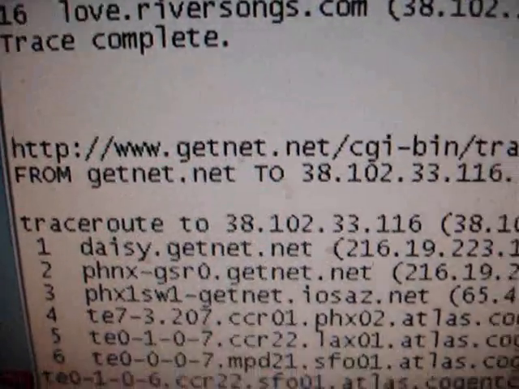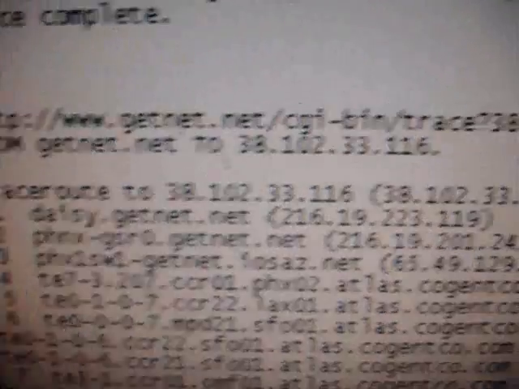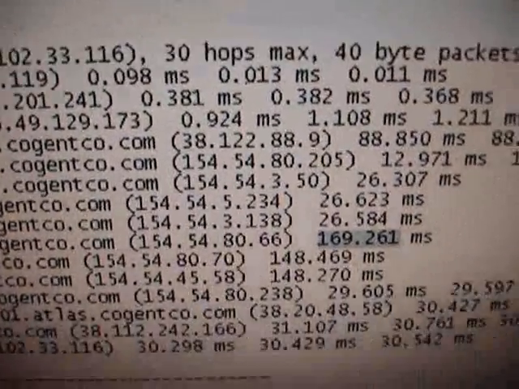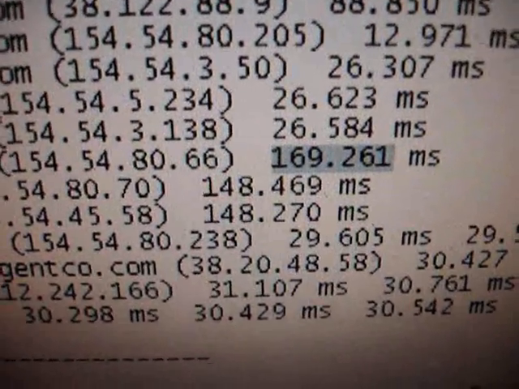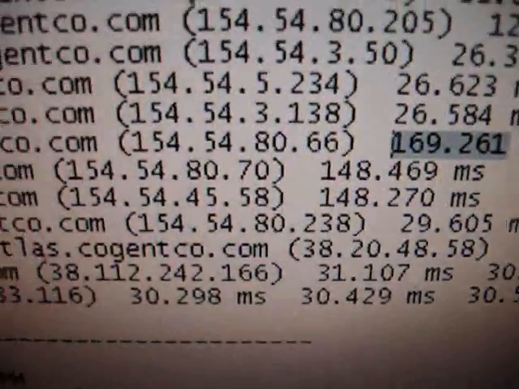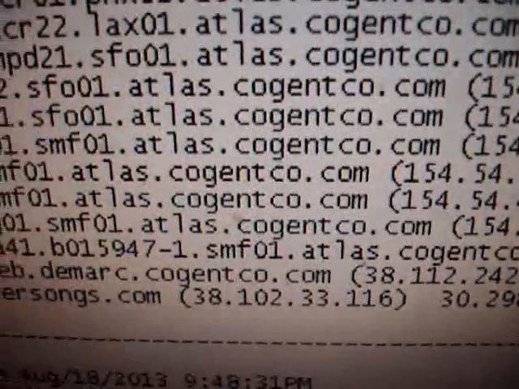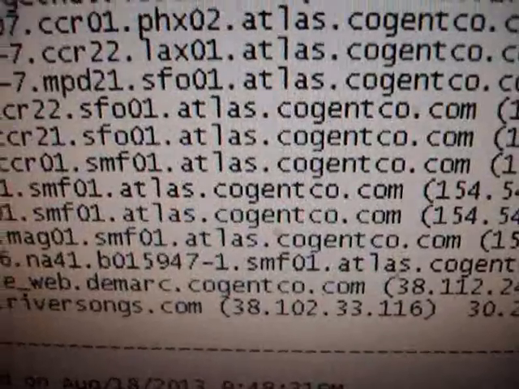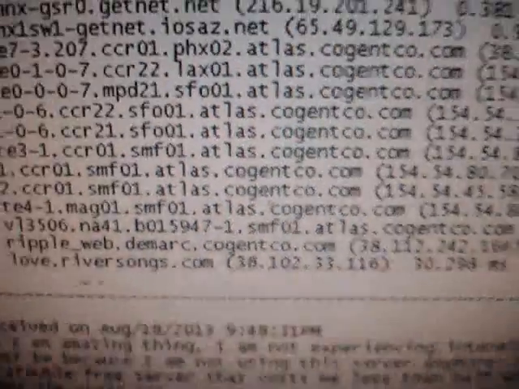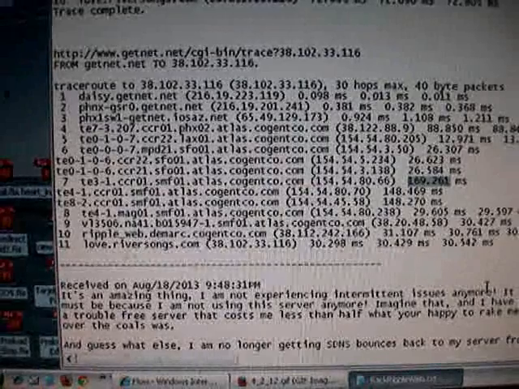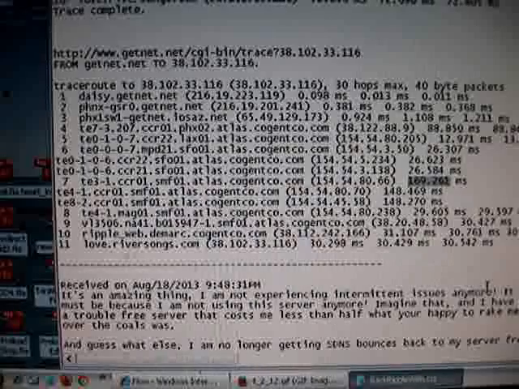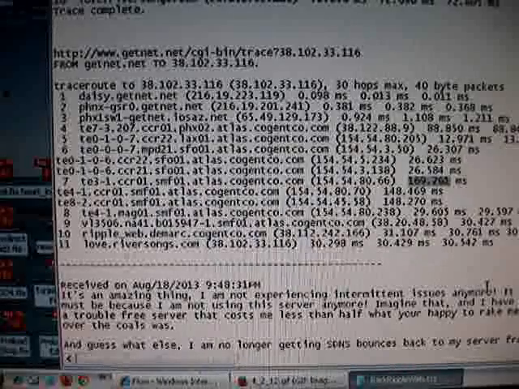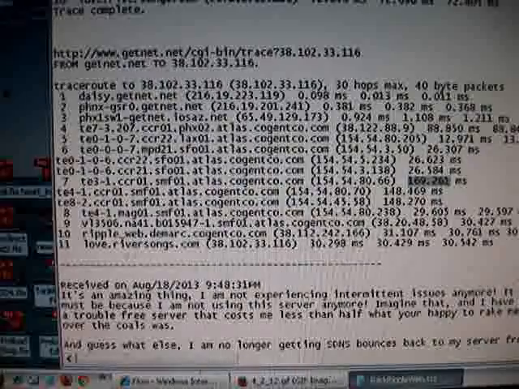Here we go. From GetNet. Alright. And GetNet shows right there. Here we go. 169 and then a 148 and another 148. 3 in a row. Oh, imagine that. Cogentco again. Along the network, the hops getting to my server. Now, that's not just from my computer. That's from the locations of these domains to my server.